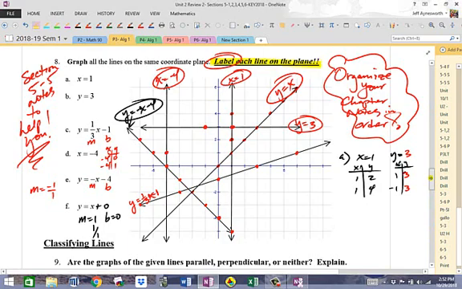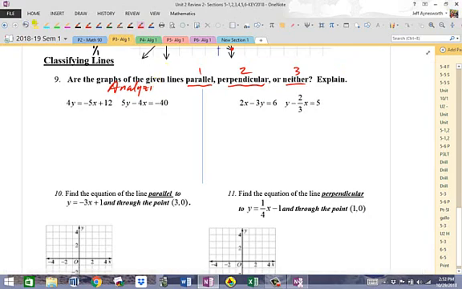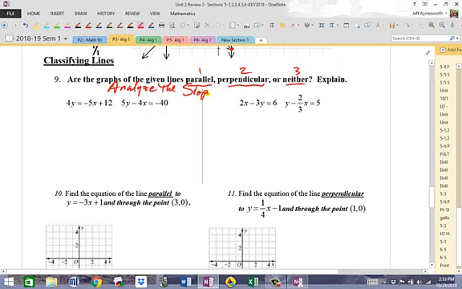Okay, now let's classify. Are the lines parallel, perpendicular, or neither? And this is a slope question, so you have to analyze the slopes. Let's go back to section 5.6. This is section 5.6 now.